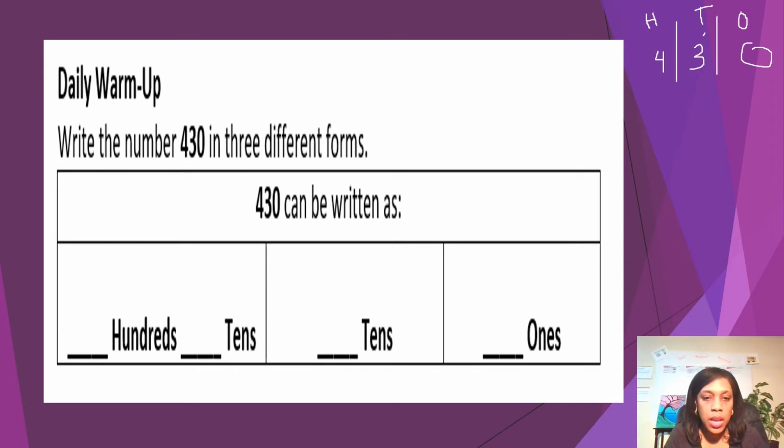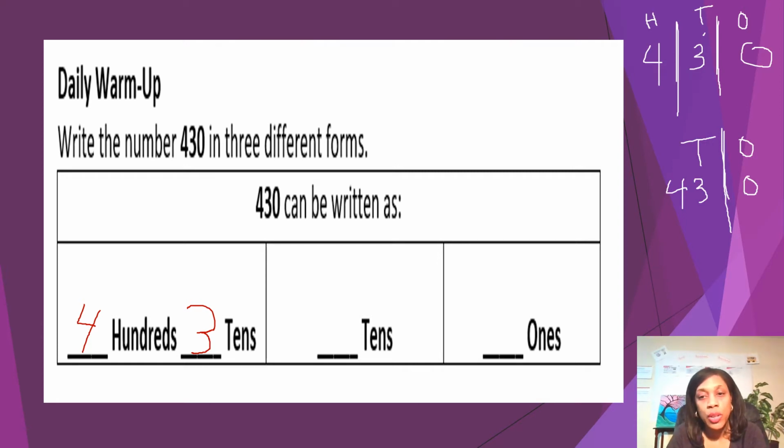Therefore, how many hundreds do I have in this number? In this number, I have 4 hundreds. How many tens do I have? In this number, I would have 3 tens. Oops, sorry, 3 tens. Okay, so let's look at this problem. If I have tens, I'm going to do another place value chart on the side.